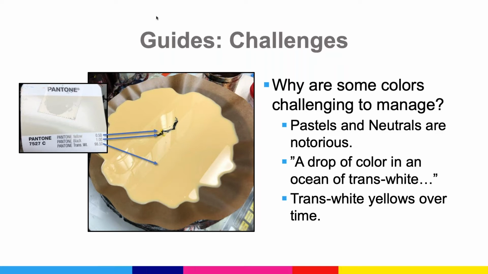And another challenge that we face is that trans white has a tendency over time to yellow. And so we have to compensate and try to attack that shift as well, because you don't have a richer pigment to defend against that, where trans white is only, say, 50% of the formula.